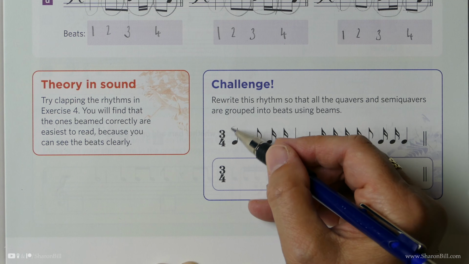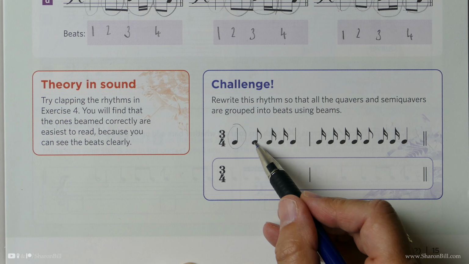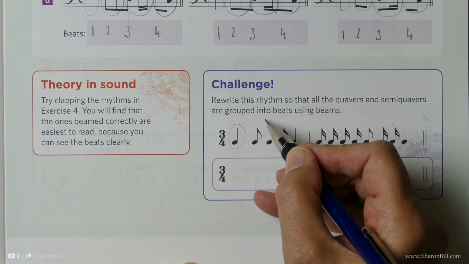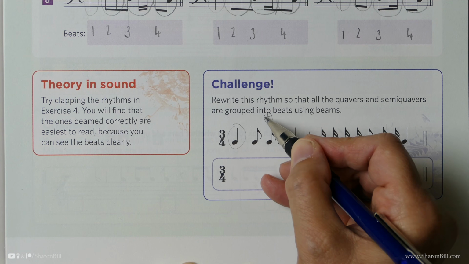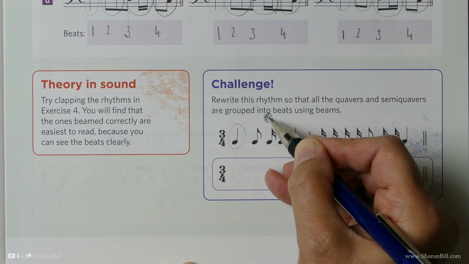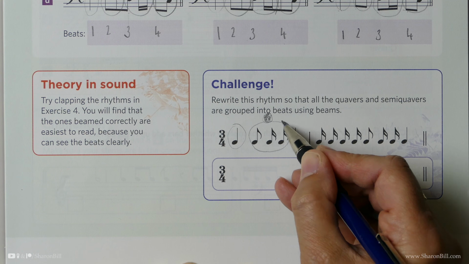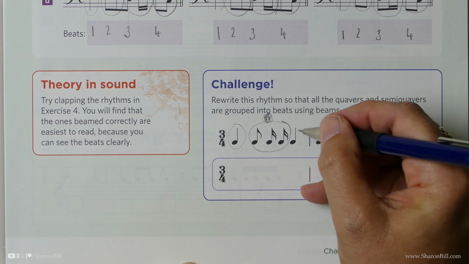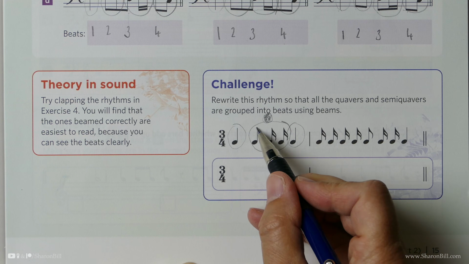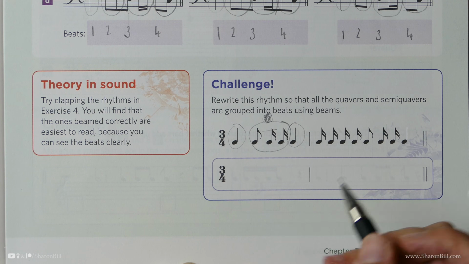A crotchet, that's beat 1. A half and 2 quarters. We know that a half and 2 quarters gives us a beat. So there's beat 2. They should all be joined together. There's beat 3. So we're going to have to beam those all together.